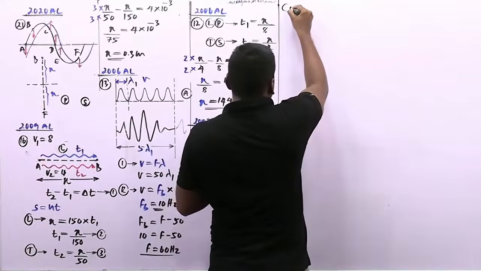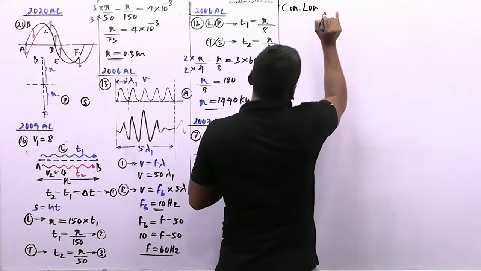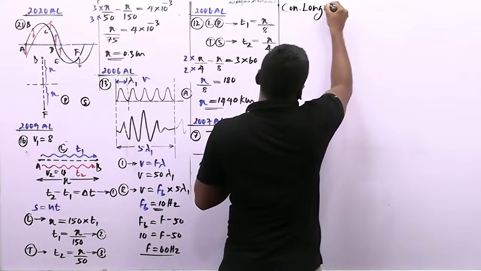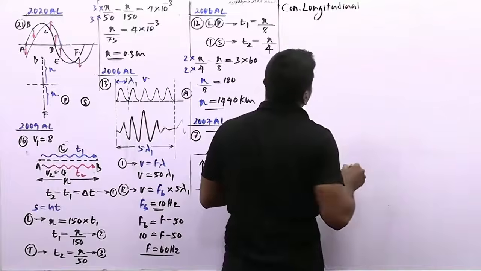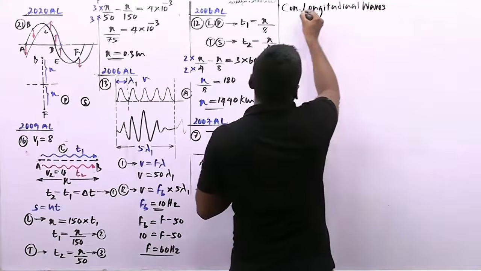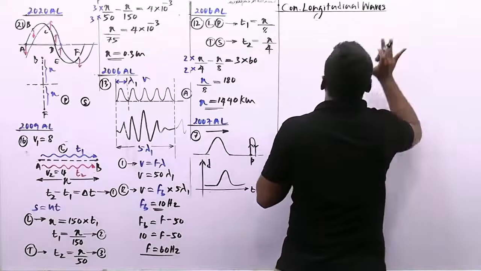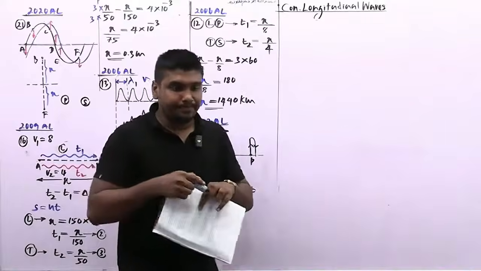Again, continuation of longitudinal waves. Past paper MCQs, longitudinal waves. Then 1990 T level question number 7.